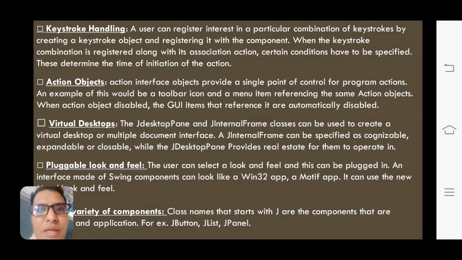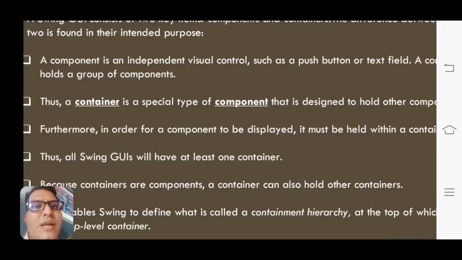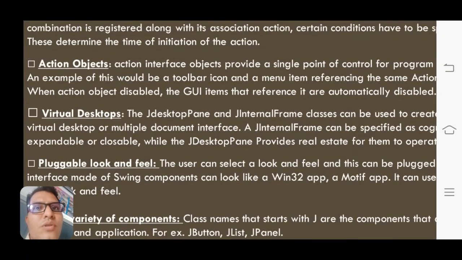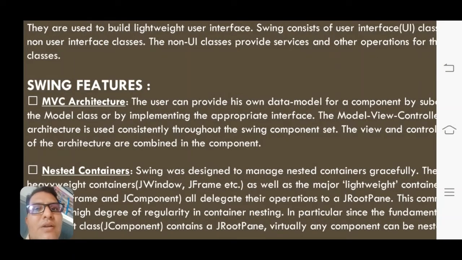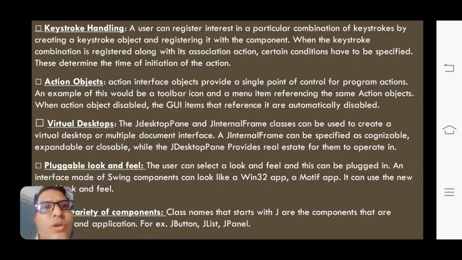A user can register interest in a particular combination. Sometimes we are zooming. How are you zooming? In your user interfaces you are zooming just like this, right? So this is our keystroke handling. If I touch, it will go to the next slide, right? If I swipe, it will go to the next slide. Got it? So likewise you are using some keystroke handlings.